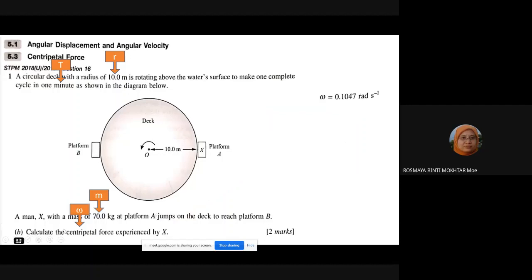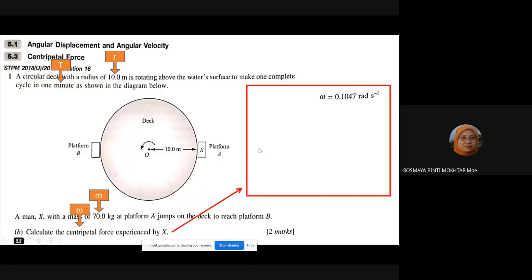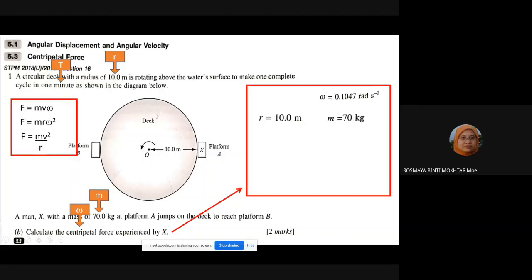So question B, calculate the centripetal force experienced by X. Centripetal force is F. Because we calculated just now omega, angular velocity, and R is given. From the 3 equations, which one do we use? m r omega squared. We choose the second equation for centripetal force because v is not given. So F equals m r omega squared.